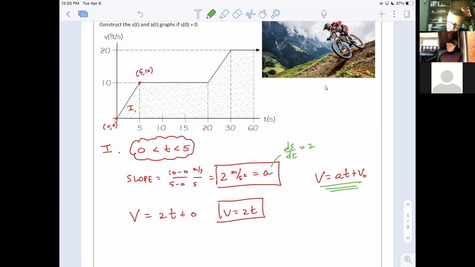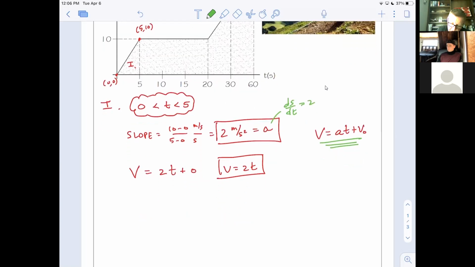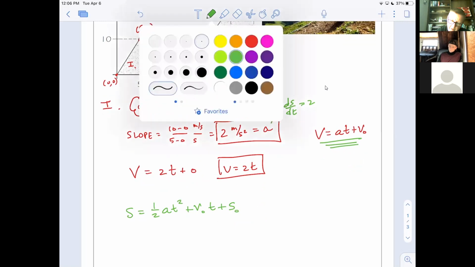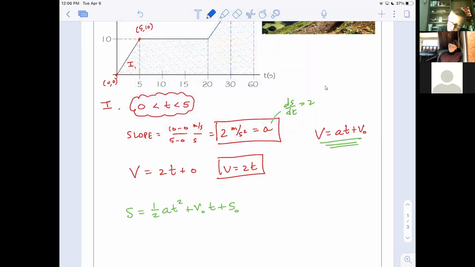Again, I could take the integral of that, or I could just steal the equation. Didn't we say s was equal to 1/2 at squared plus v0 times t plus position 0? Can I just steal that equation? I already made that if I want to. So again, I could come back over here and start over and say, well, doesn't this mean that 2t is equal to ds/dt, since velocity is ds/dt, and then I could multiply dt to the other side and take an integral? Yep, you can just take integrals and derivatives every time and you don't need any equations. Or you can steal the equations that are on my sheet. I'm going to steal it this time.